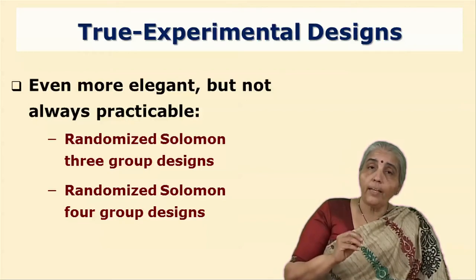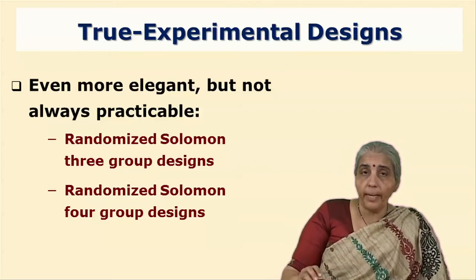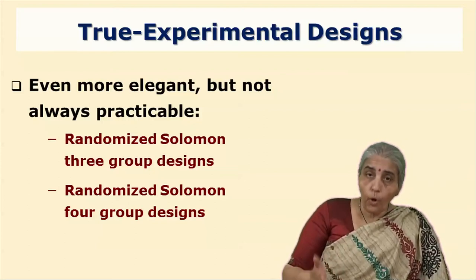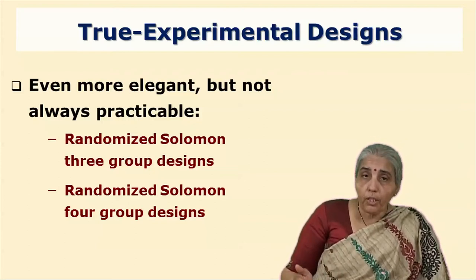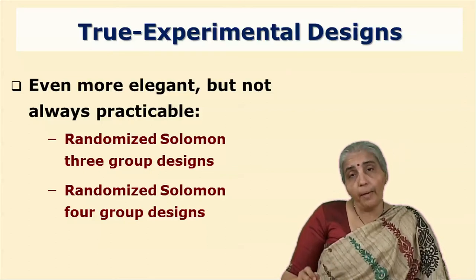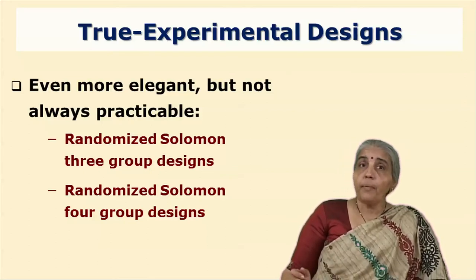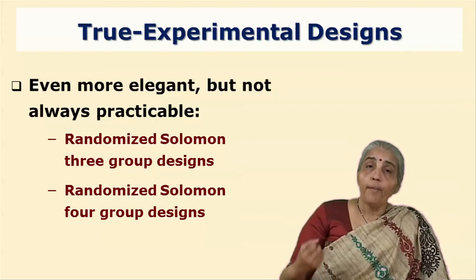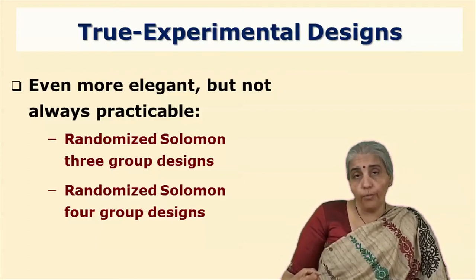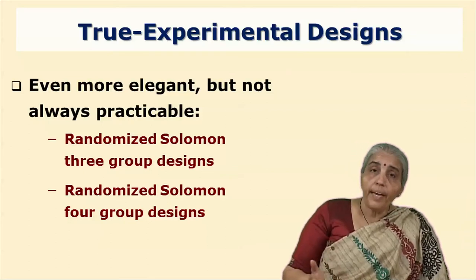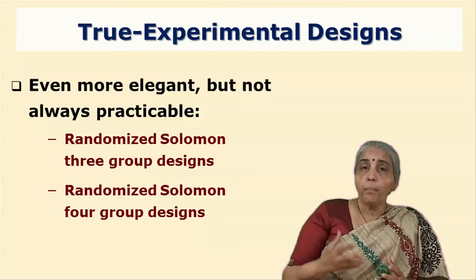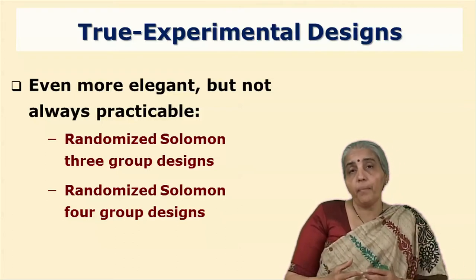An even more elegant kind of design is a Solomon 3-group or a Solomon 4-group design, and you have a very neat slide on this which I would like you to see, where you are trying to see how at each level of the intervention there are measures being taken, pre-test measures and post-test measures. Sometimes you can also have very elegant designs from which you can draw a lot of factorial analysis. So you can actually divide various conditions and make sure that there is a mixing and matching between the condition and the time at which it occurs.